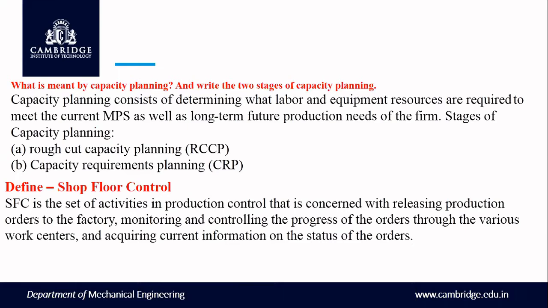And one more thing: what is meant by capacity planning? Capacity planning consists of determining what labor and equipment resources are required to meet the current master production schedule, as well as long-term future production needs of the firm. The stages of capacity planning are rough-cut capacity planning and then capacity requirements planning. These are the things you are supposed to know.